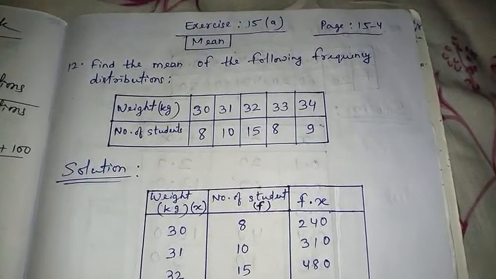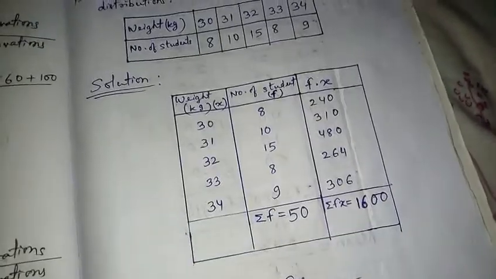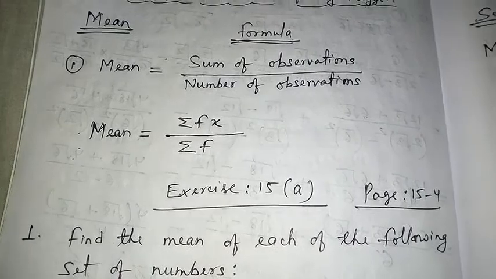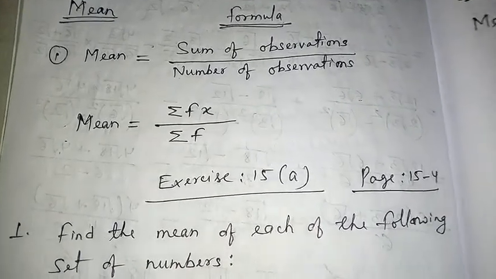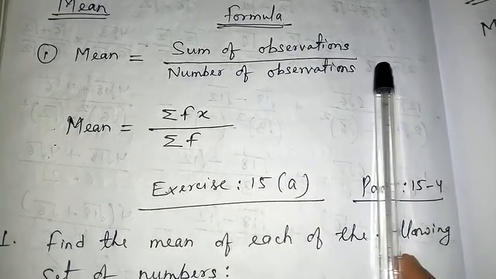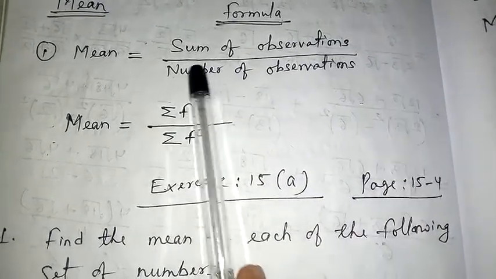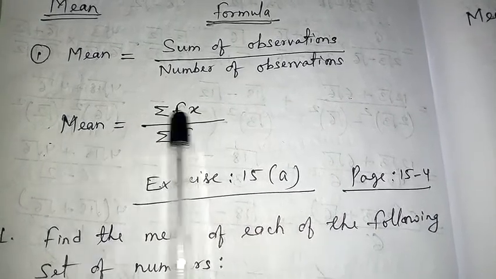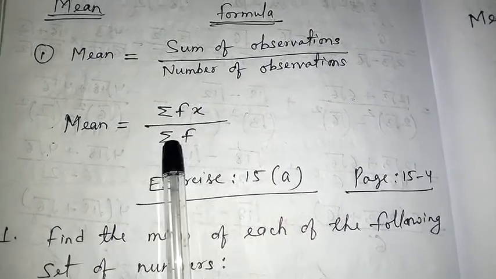Children, when I began this chapter, I had given you two formulas of mean. I will just show you that. This is the second formula of mean which I had given you. The first one was sum of observations by number of observations, which we have learned very well. But this one: mean equals summation of fx by summation of f.